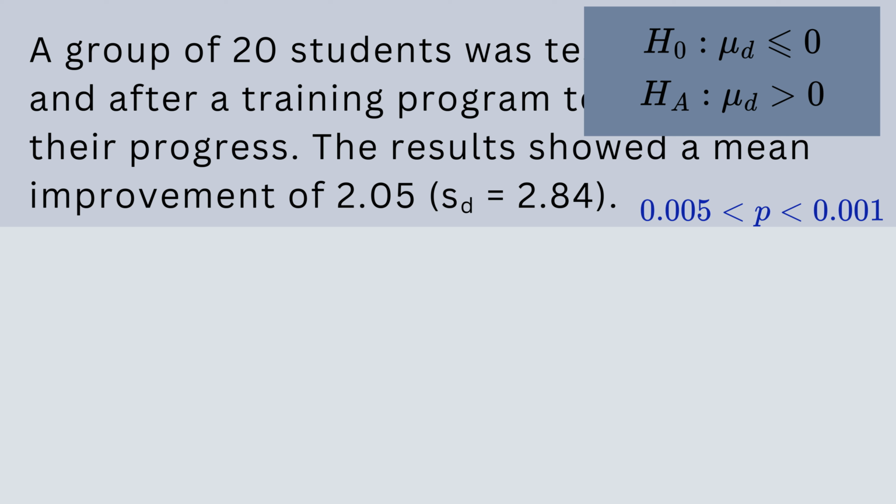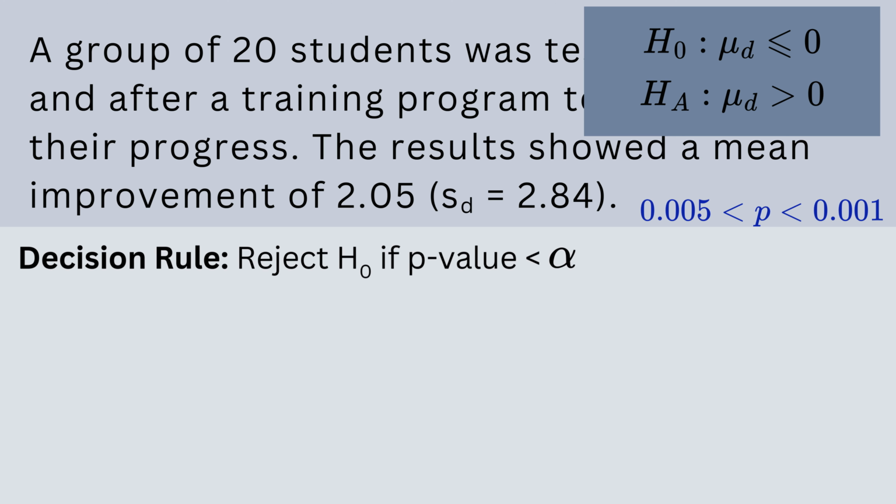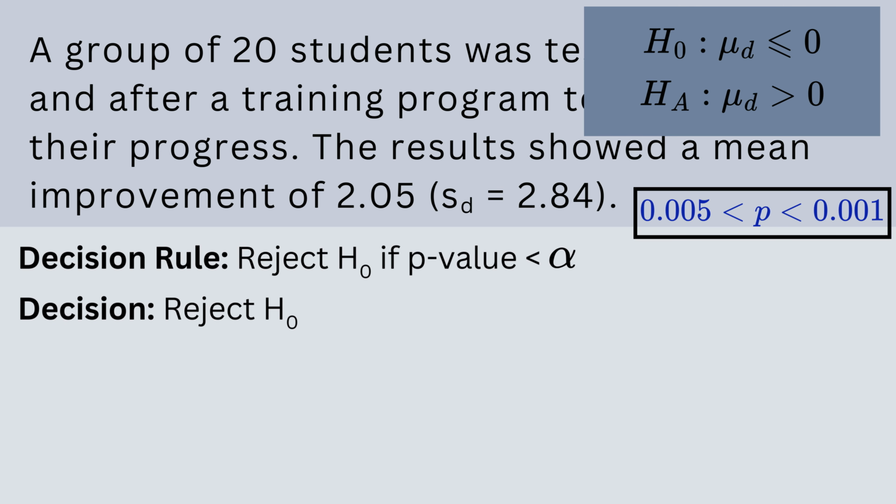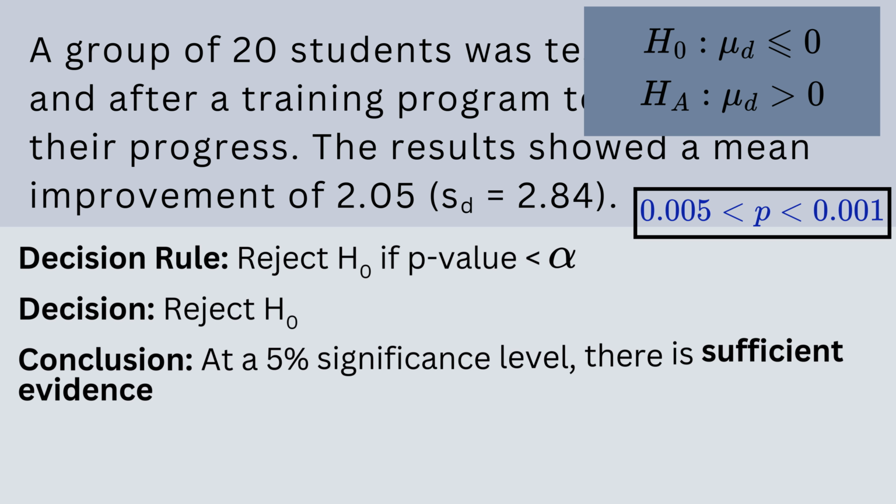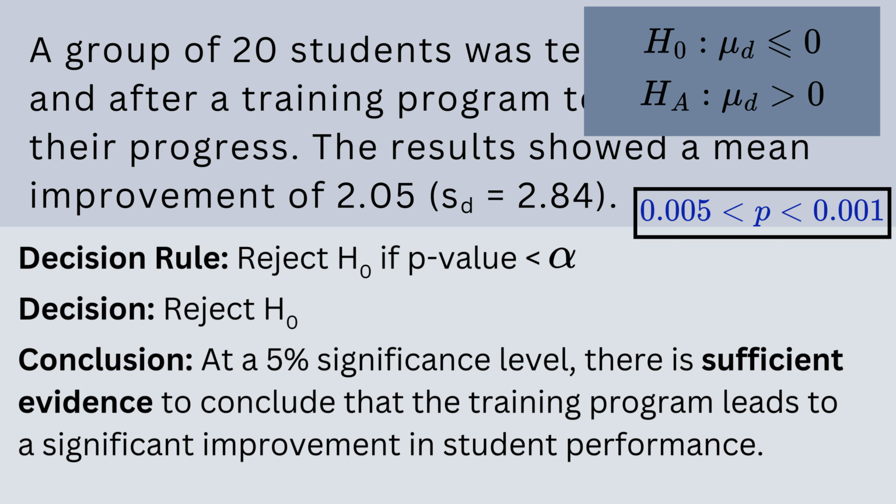Now, to make a decision about the null hypothesis, the decision rule states to reject the null hypothesis if the p-value is less than the predefined value of the significance level. In this case, our p-value lies between 0.001 and 0.005, which is less than the significance level of 0.05, therefore, we reject the null hypothesis. This means at a 5% significance level, there is sufficient evidence to conclude that the training program leads to a significant improvement in student performance.